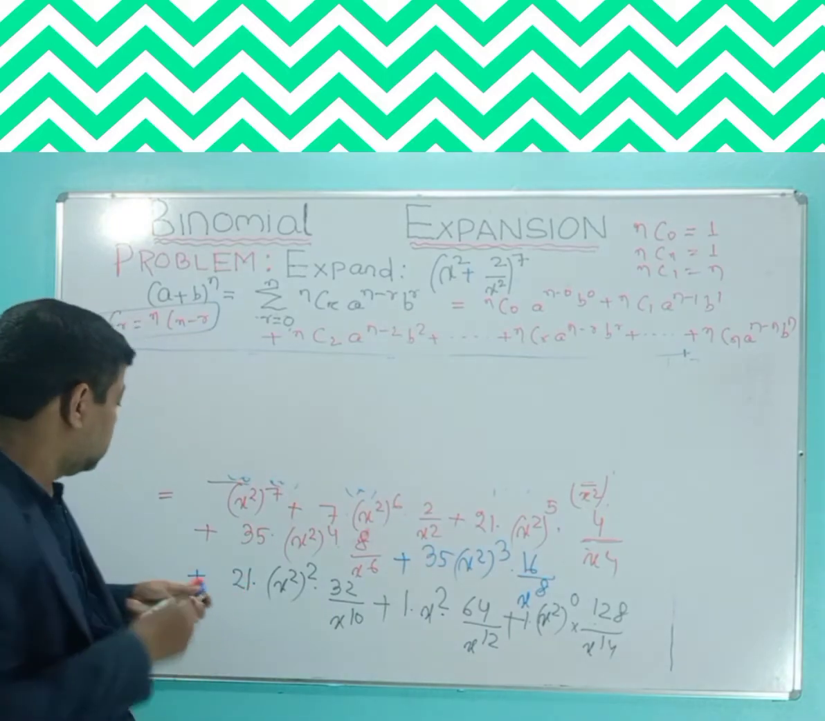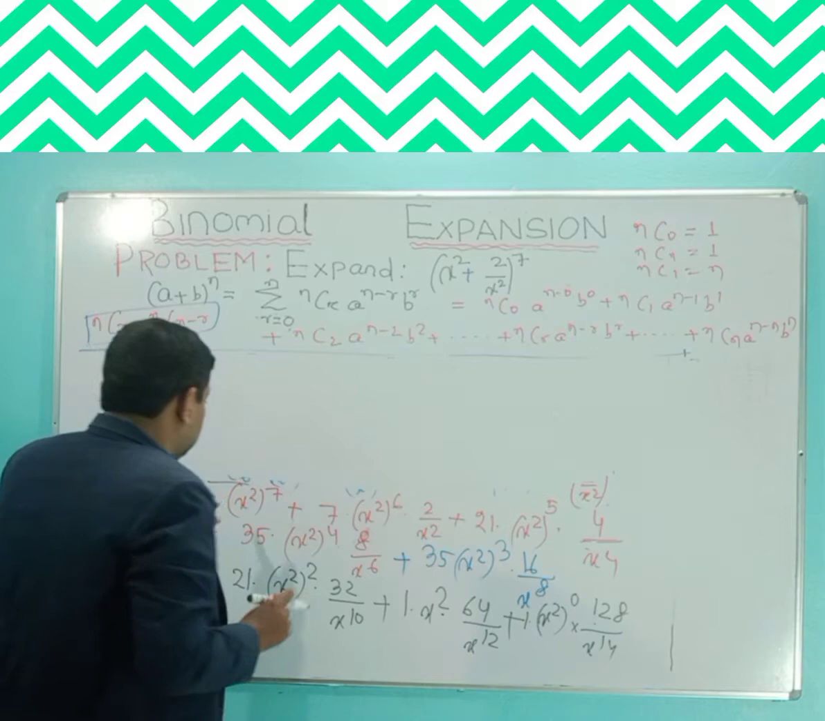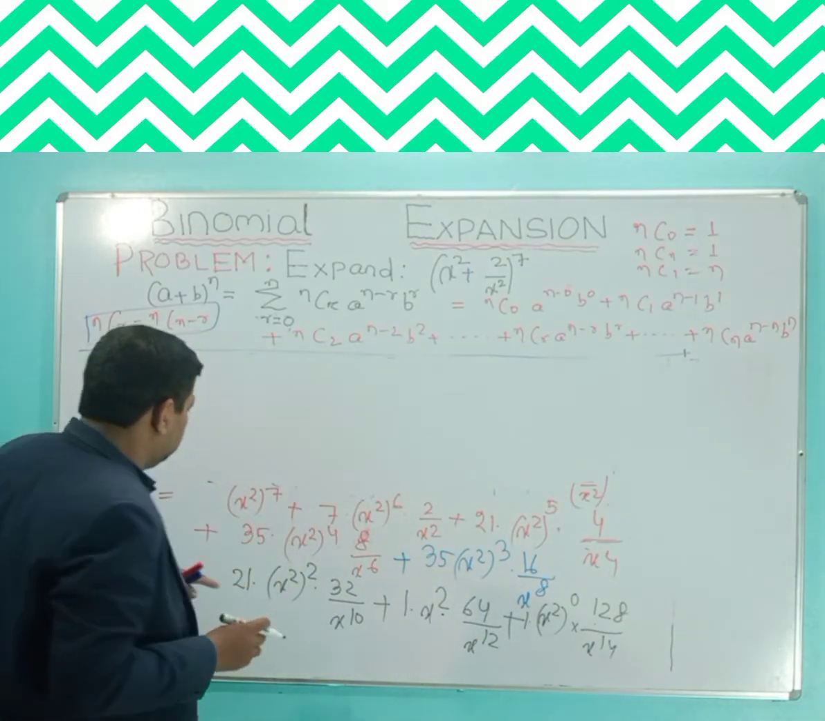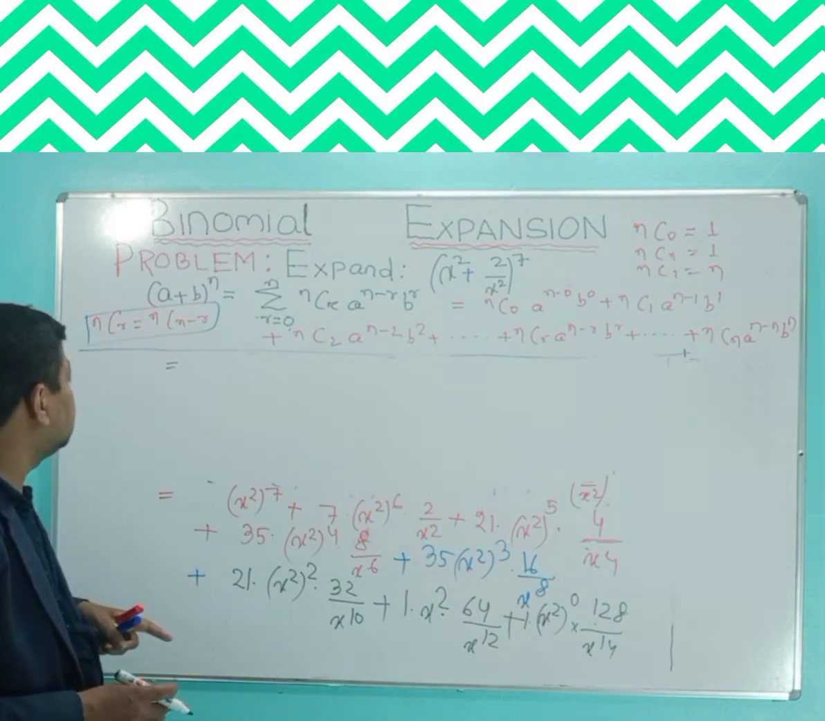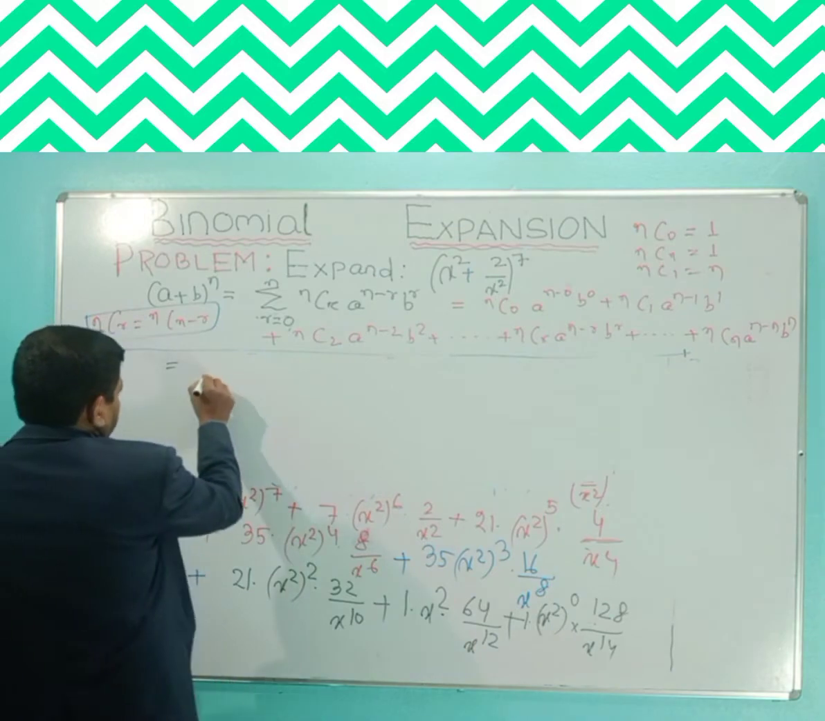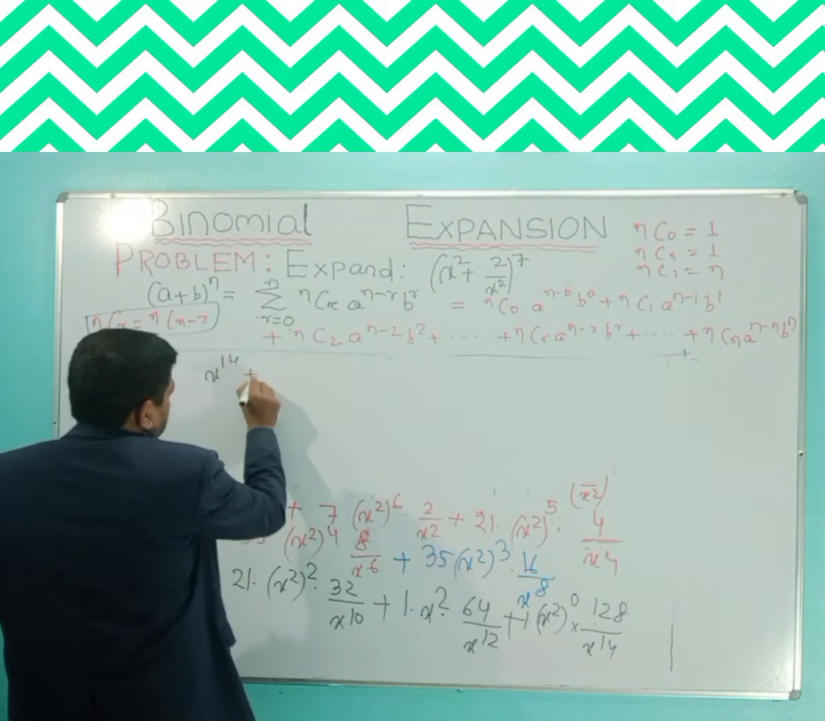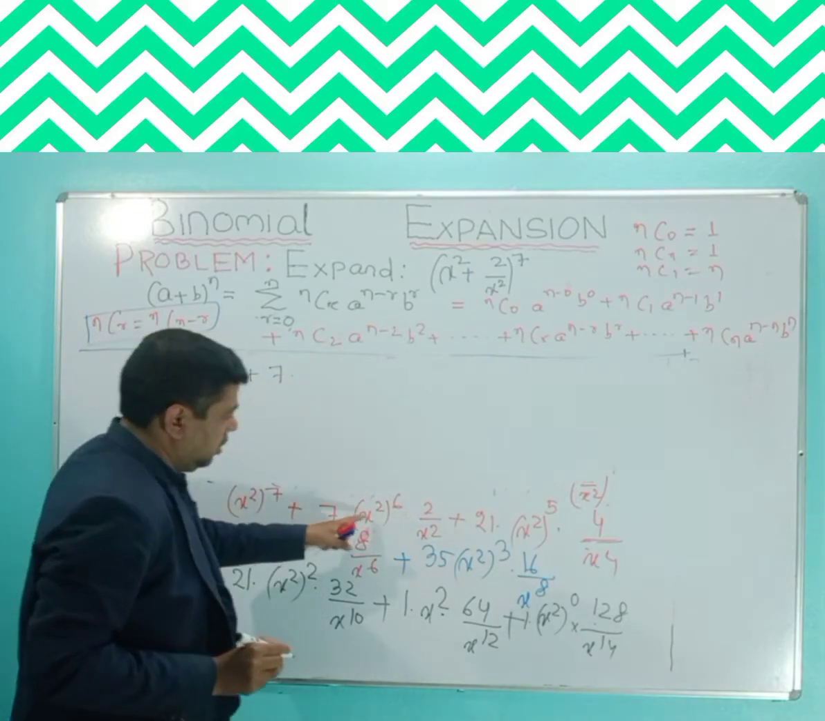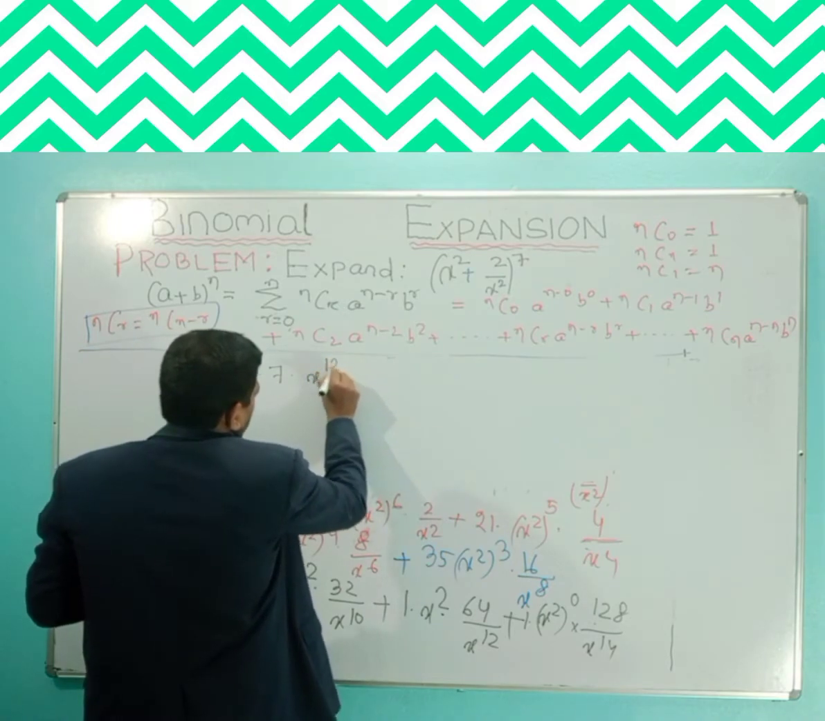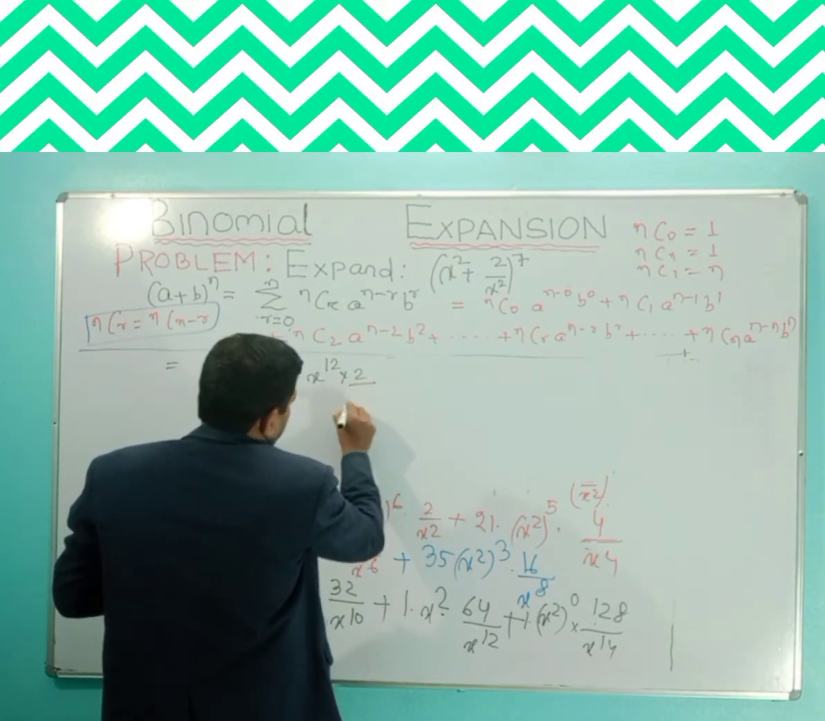Okay. Then see here. Equal to what? Okay. You see now. First term is x to the power what? X to the power 14. Yes. Plus 7 into x to the power what? 2 6 are 12 into 2 into 2 divided by x square.